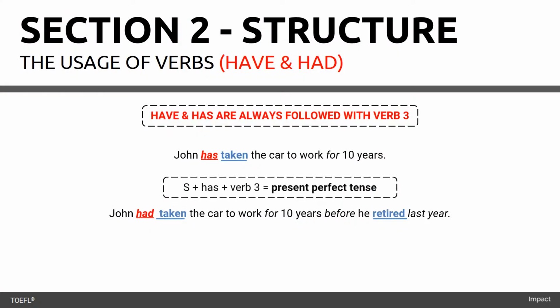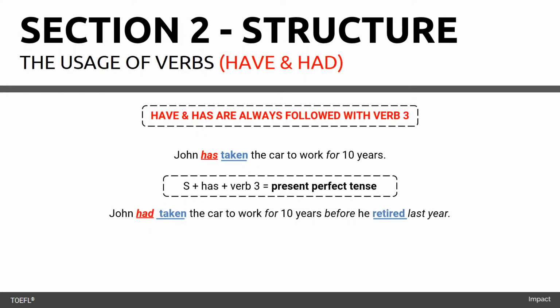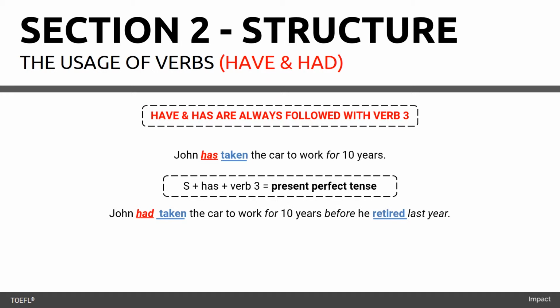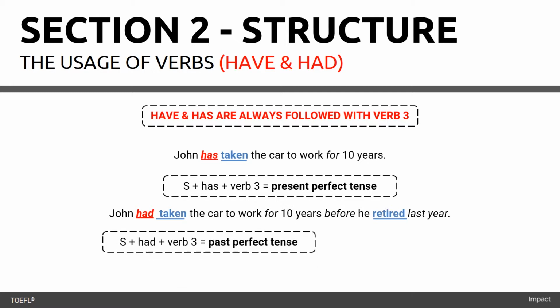In the sentence, John has taken the car to work for 10 years, it follows this format. Subject, John, plus has, plus verb 3, taken. That format is called present perfect tense. Let's look at the second sentence. John had taken the car to work for 10 years before he retired last year. That format follows subject, John, plus had, plus verb 3, taken. That format is called past perfect tense. The second clause, he retired last year, follows the format subject, he, plus verb 2, retired. That is called the simple past tense.